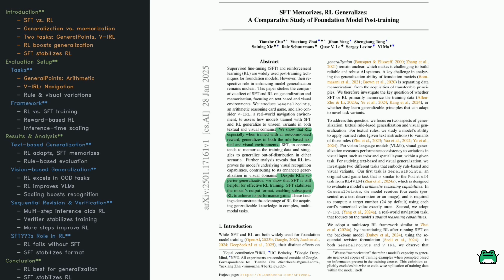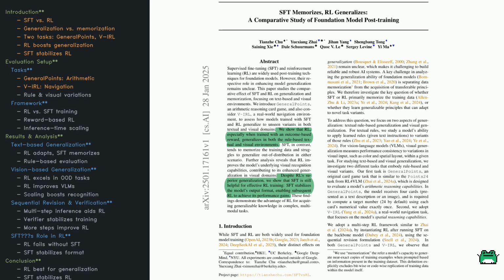To test this, the researchers set up two environments. First, there's General Points, a text-based card game that challenges models to do arithmetic reasoning. Then, there's VIRL, a navigation task that requires spatial reasoning. The goal? To see if models trained with SFT or RL can handle new variants of these tasks.